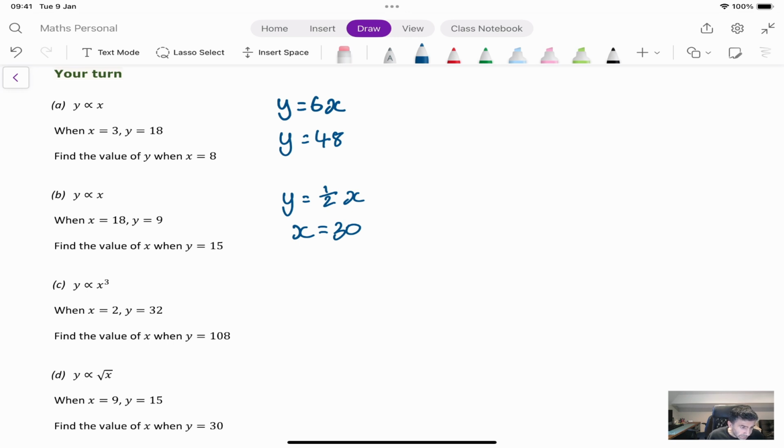Okay, for part C, we should have got the equation y is equal to 4x cubed. And then for your final answer over here, you should have worked out that x is equal to 3. Okay, the last part, we've got y is equal to 5 times the square root of x. And then you should have worked out that x is equal to 36 for that part there.